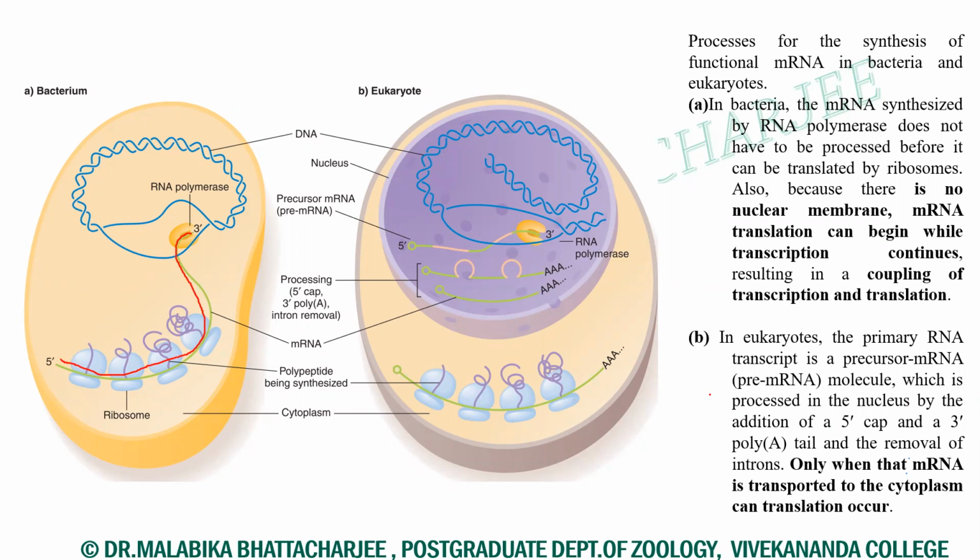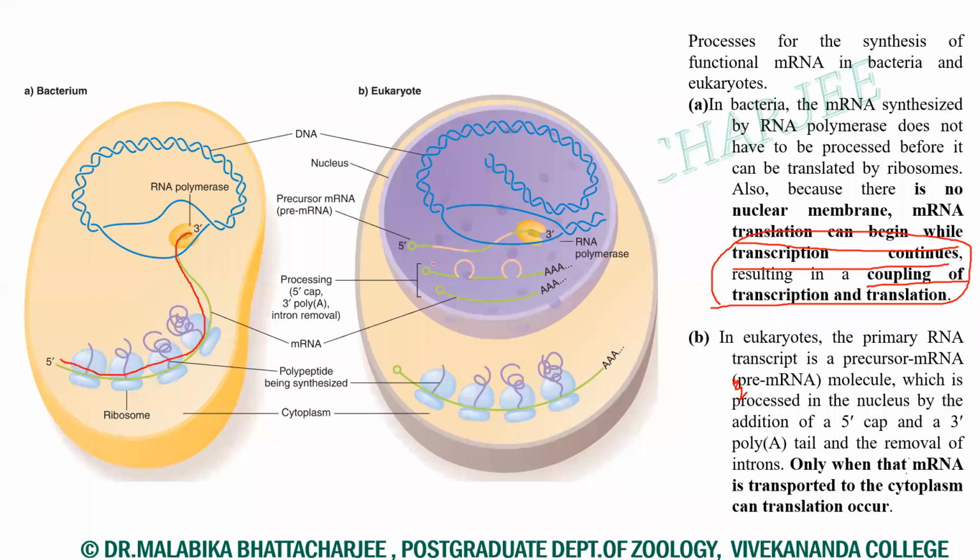This is very important. Translation can begin while transcription continues. And this is coupling of transcription and translation. This phenomenon is known as coupling of transcription and translation, which is found exclusively in prokaryotes because prokaryotes lack the nuclear membrane. In case of eukaryotes, we have a more complex structure.